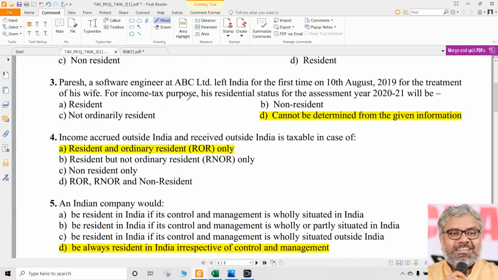Third question: Paresh is a software engineer at ABC Limited, left India for the first time.